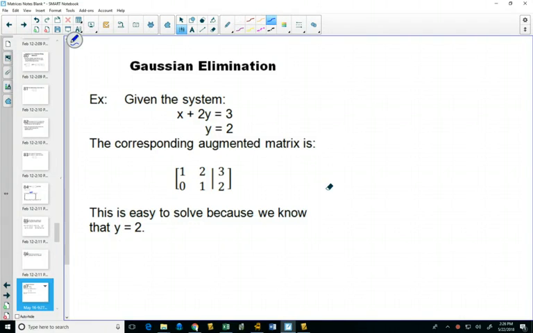So we know how to solve systems of equations using substitution and elimination. Now we've learned a matrix technique that involves the inverse. And the last technique that we're going to use with matrices to solve systems of equations is Gaussian elimination and eventually Gauss-Jordan elimination.